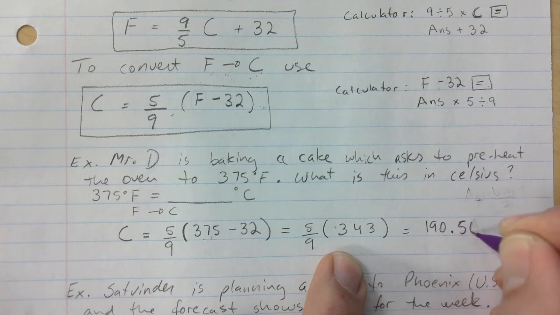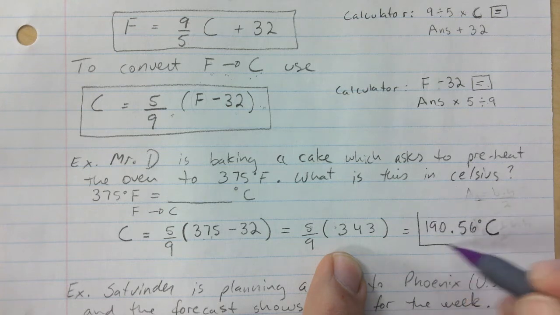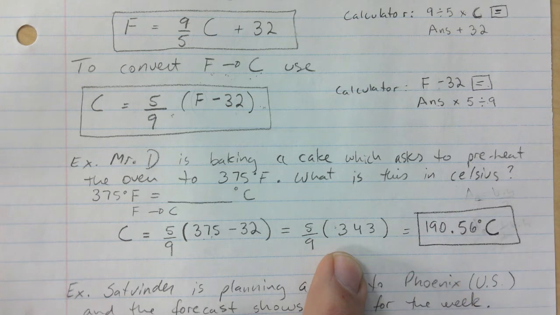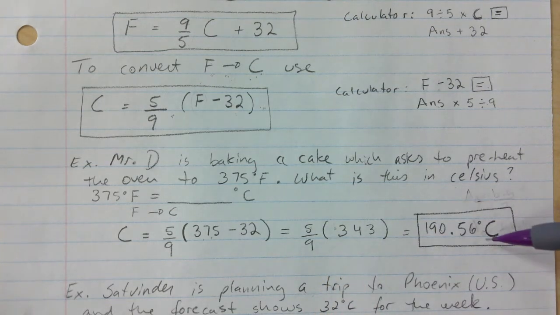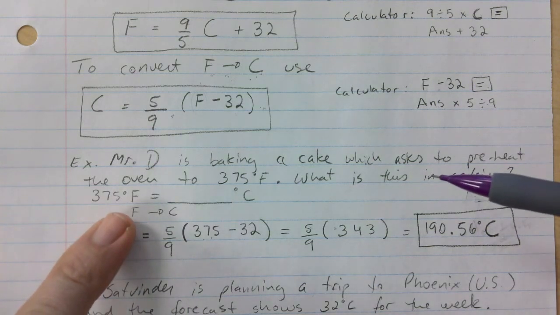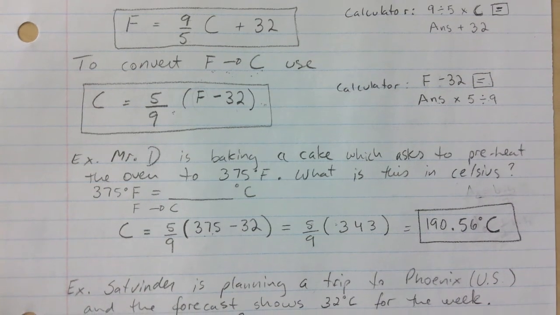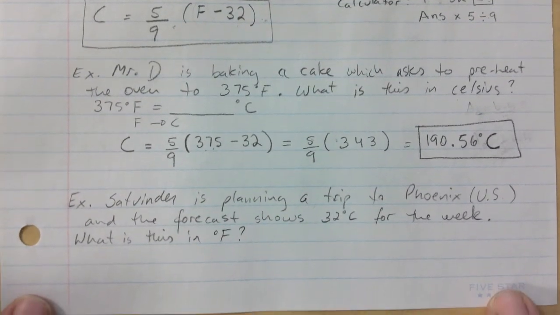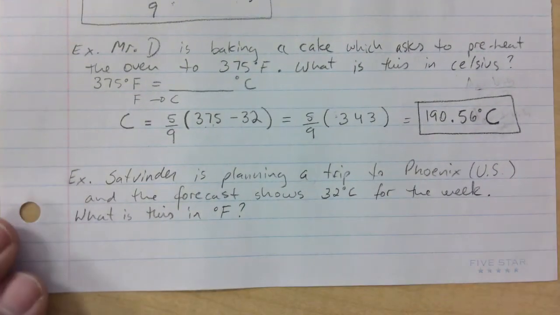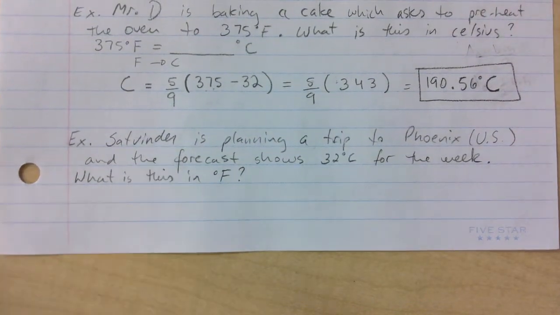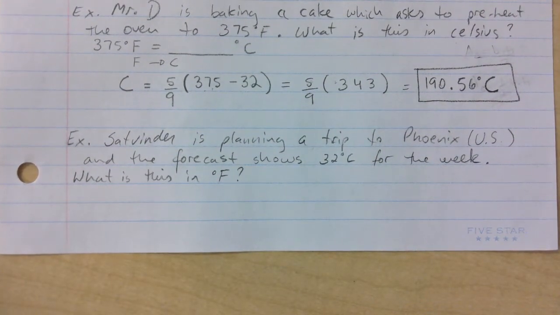And we will always round it to 2 decimals, and this is Celsius now. Okay, you got to make sure you put the Celsius next to it. And in general, this should be a lower number than what you started with, right? So 375 Fahrenheit is the exact same thing as saying 190.56 Celsius. All right, let's do another one. And I hope you start adding stuff to your study sheets, right?